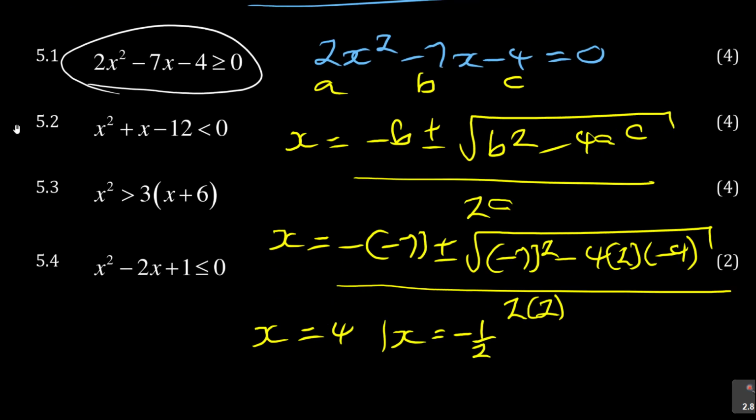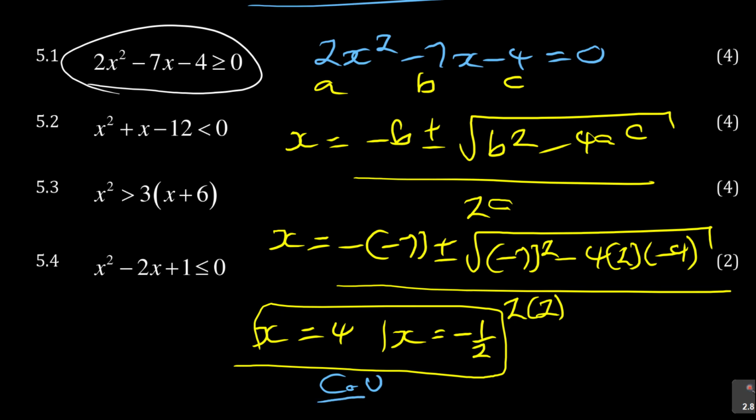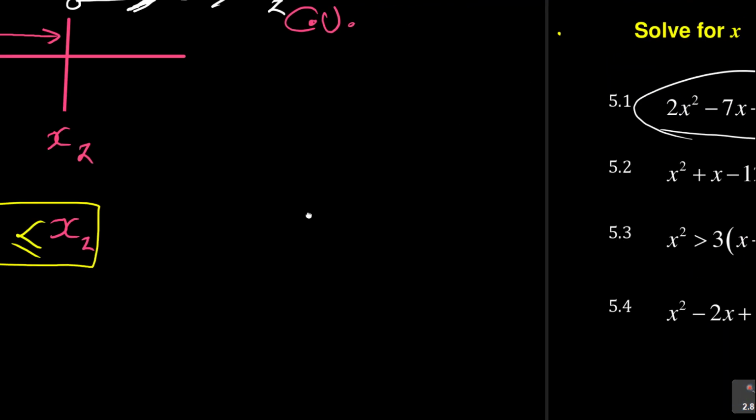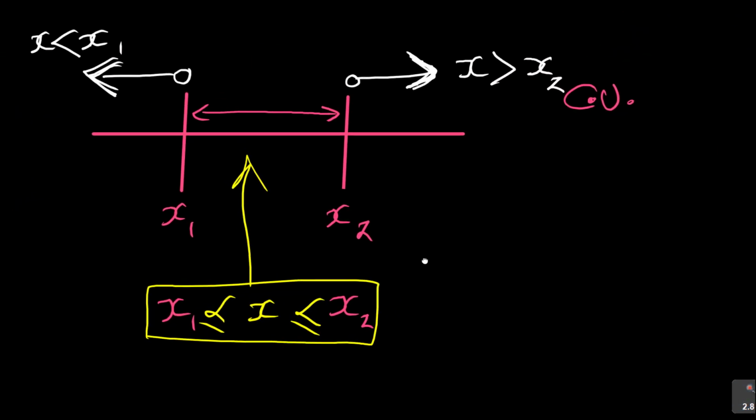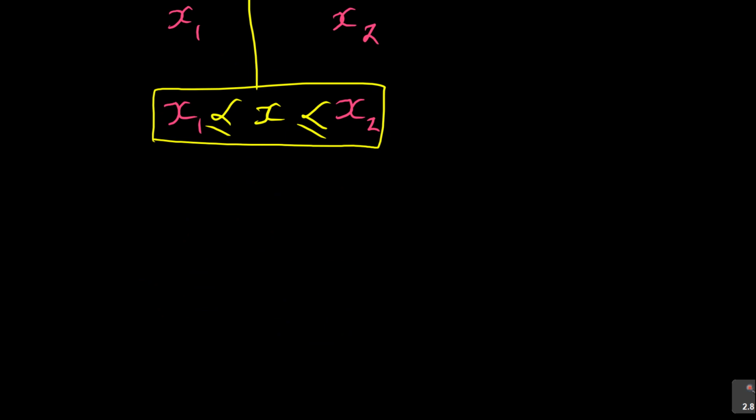What did we call these? We call these critical values. These are my critical values. Now, once I get my critical values, the answer is just nearby. So let's come back to this formula here. Now with my critical values, I draw the number line.